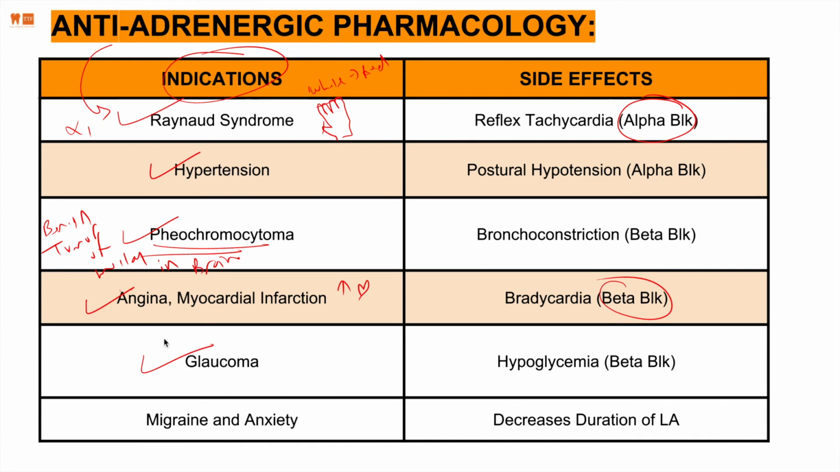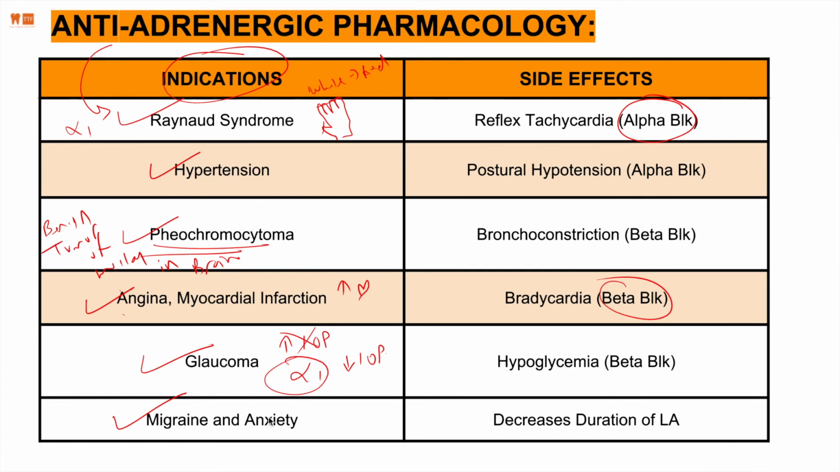Glaucoma and migraine and anxiety. These are indications for antiadrenergic drugs. Now, remember for glaucoma, what happens is there's an increase in intraocular pressure, and therefore we need to reduce it. We need to increase the drainage of it. Therefore, antiadrenergic drugs, specifically alpha-1 blockers, will help reduce the intraocular pressure, treating glaucoma.